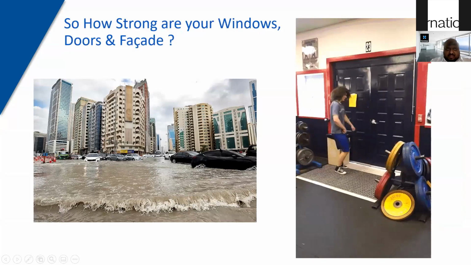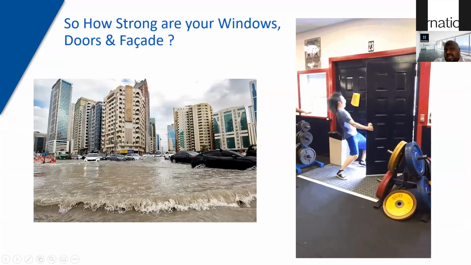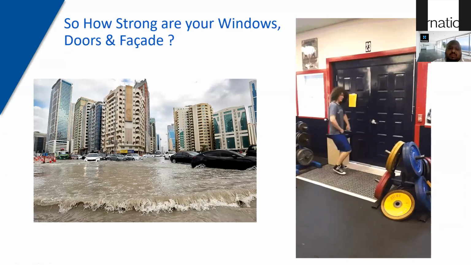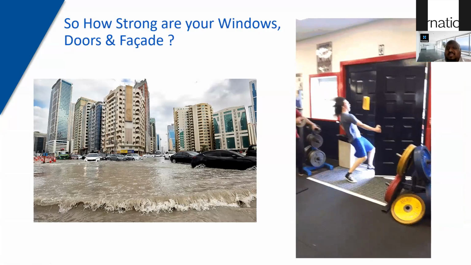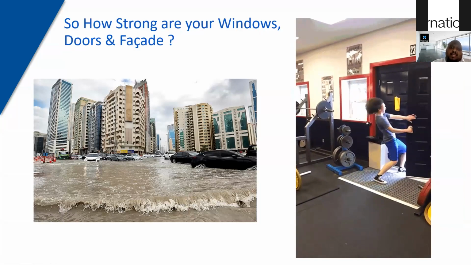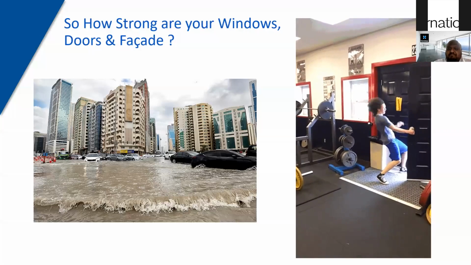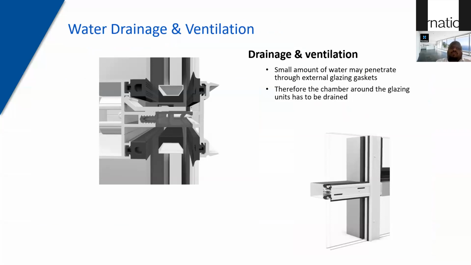So the topic for today: how strong are your windows, doors, and facades? This is what we're going to be discussing today. What are the basic criteria we need to take into consideration while choosing the right curtain wall system? The first and foremost is water drainage. Many people have the misinterpretation that if you have a curtain wall, water is not going to enter the area where you have the gaskets and the glass.